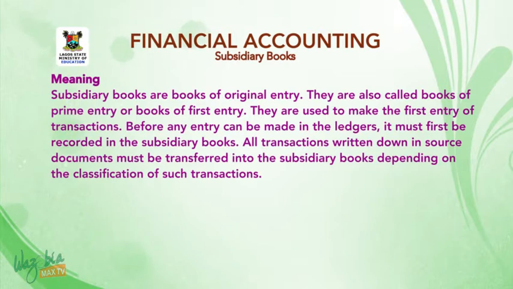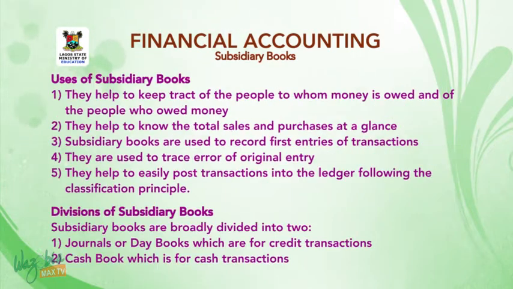Meaning: subsidiary books are books of original entry. They are also called books of prime entry or books of first entry. They are used to make the first entry of transactions. Before any entry can be made in the ledger, it must first be recorded in the subsidiary books. All transactions written down in source documents must be transferred into the subsidiary books depending on the classification of such transactions.